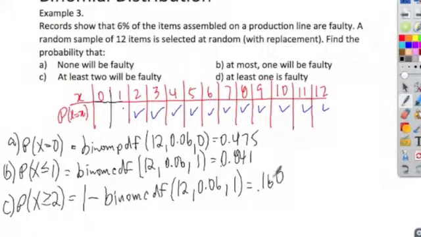Okay. And then in part D, we're looking for the probability at least 1 is faulty, and at least 1. This is a very common question. Very commonly asked question. At least 1 means that x must be greater than 0. Okay? X is greater than 0. That's the definition of at least 1. X must be greater than 0.